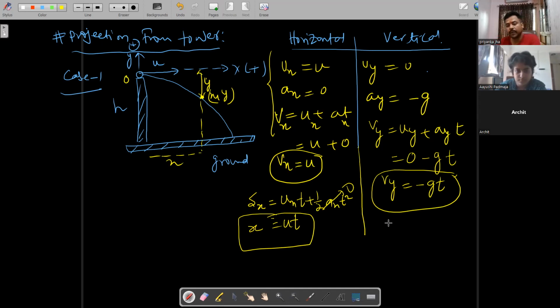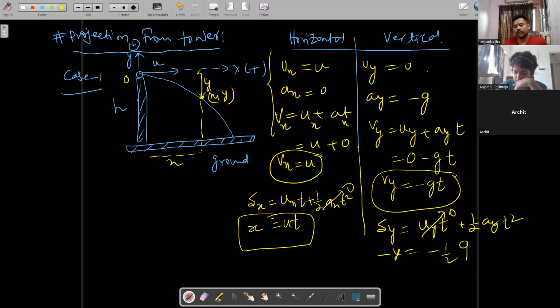So, and what would be y? Y you can write as displacement along y-axis is uy into t plus half ay into t square. And we have taken upside as positive, so displacement is minus y. And uy is 0 because there is no initial vertical component. And this is minus half g into t square. So you can see that y equal to half g t square.